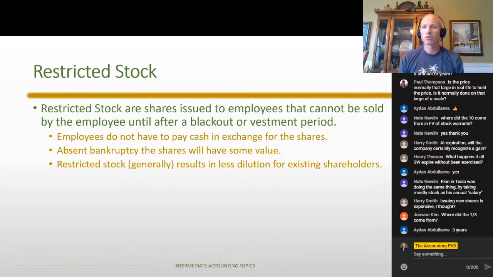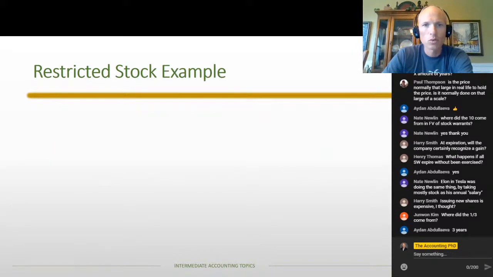Again, because the options require that the employee actually pay cash and there's a lot of risk, whereas with restricted shares it's just, here's your shares. And so usually there's going to be a lot less dilution for existing shareholders if you use restricted stock. And for that reason, by the way, restricted stock is becoming a more common form of compensation, even over stock options. So let's walk through an example.